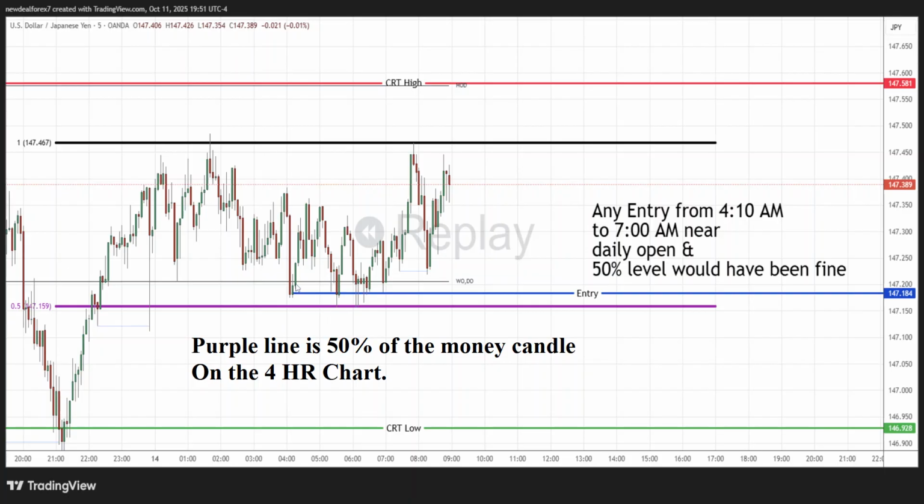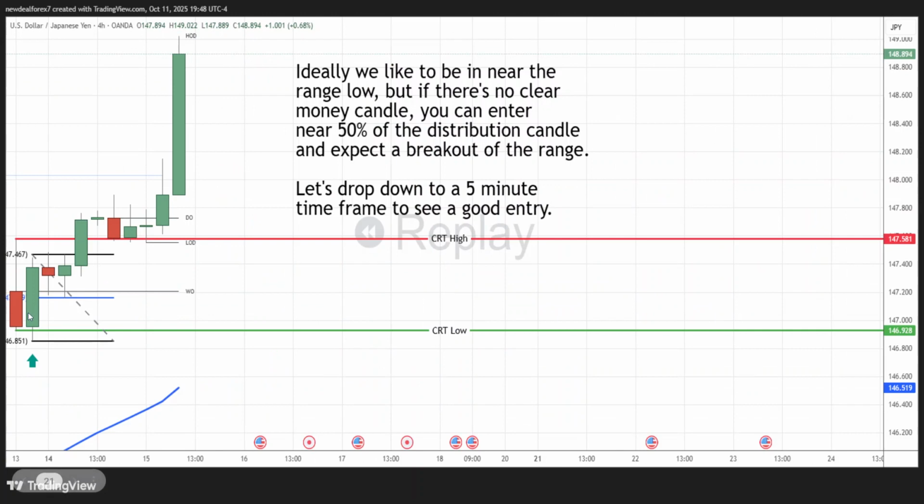So right here, you had plenty of time from about 4:10 until about 7 a.m. So you had hours to take a long here. Okay, so once again, this green candle right here provided the money candle. The money candle is always the one that makes the low of the day. So if you see this where it just goes boom, boom, you may have not missed it. But you do need a retrace.